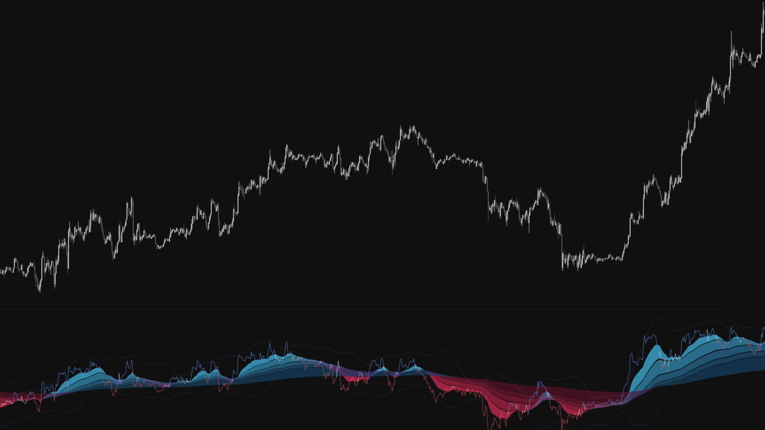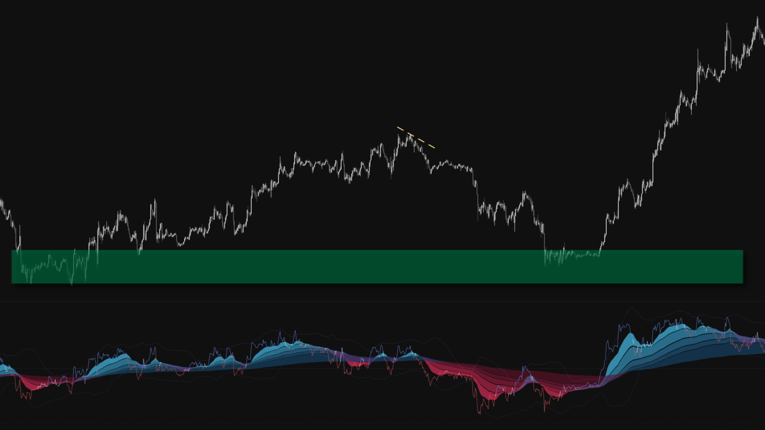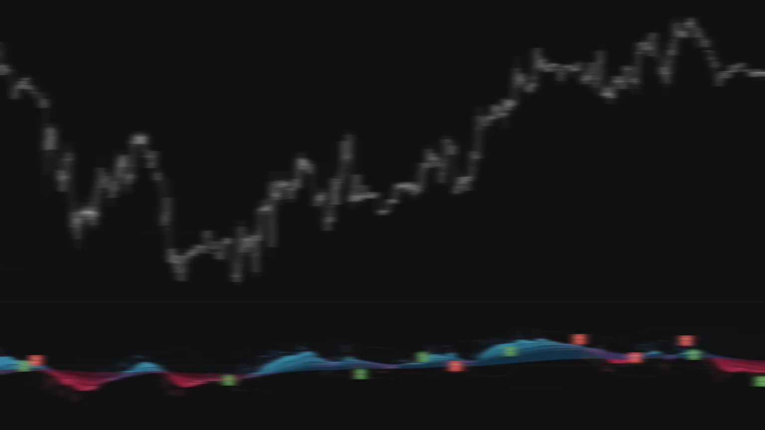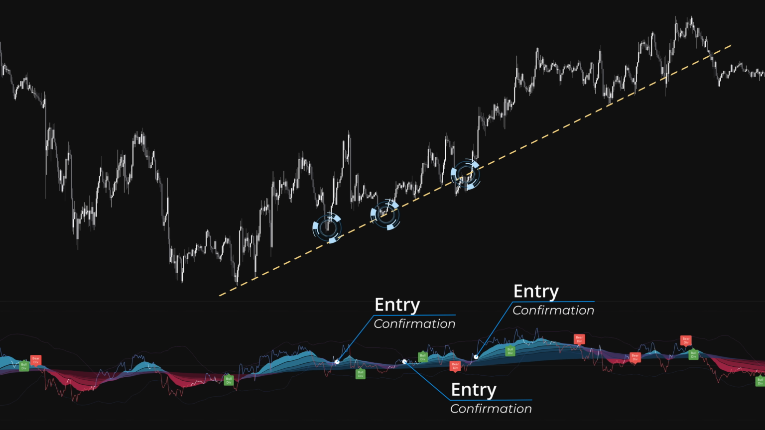Combining TP RSI 2.0 with structural tools such as support and resistance zones or trend lines adds further precision. A breakout occurring near a well-defined resistance line with RSI expansion strengthens conviction, while a pullback aligning with a trendline retest and RSI ribbon bounce offers a clean technical confluence. This integration anchors the indicator's signals within broader price structure, improving timing and reducing noise.